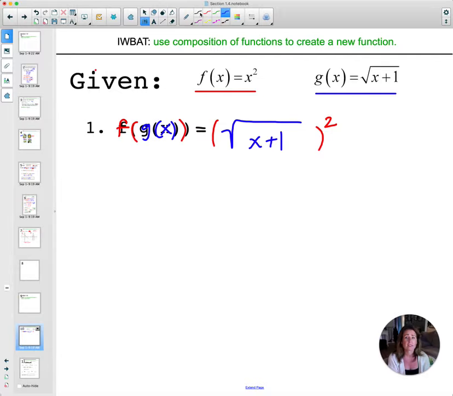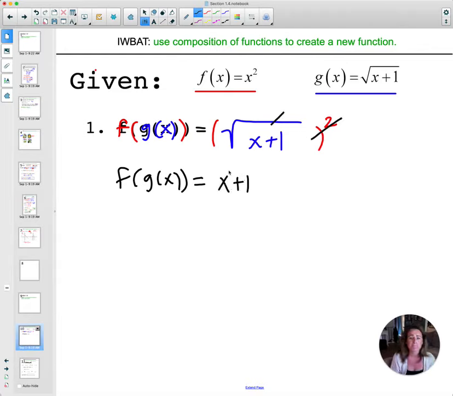And then we're just going to simplify. So I'm just going to rewrite this down. So f of g of x is equal to, so now we've got this squared exponent touching the square root. It's the square root of this whole inside squared, so those are going to cancel, and you're just going to get x plus 1 there.